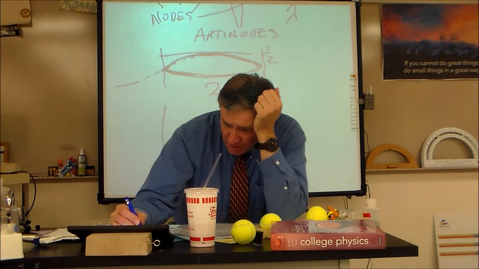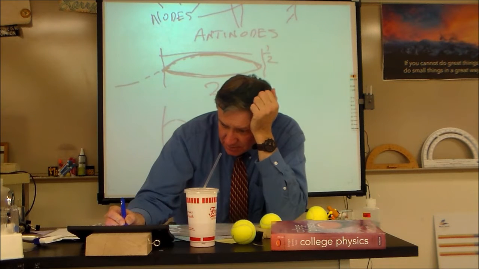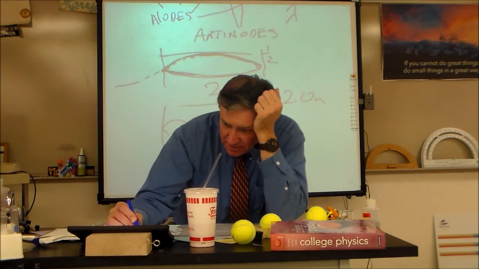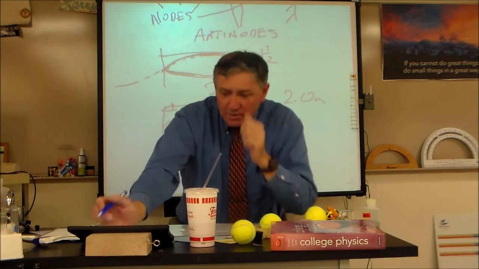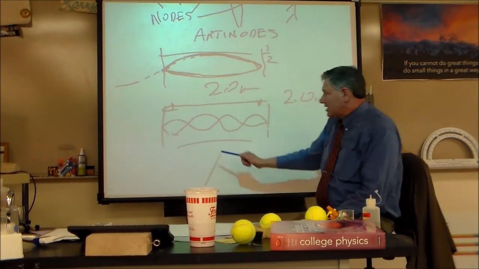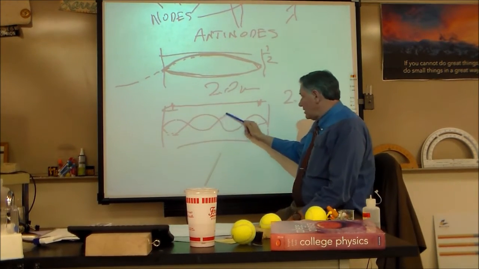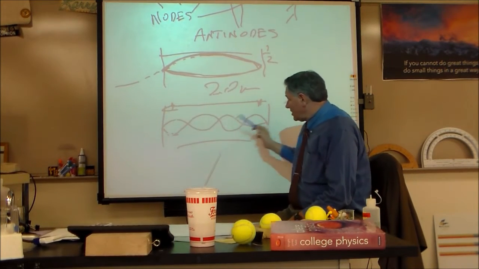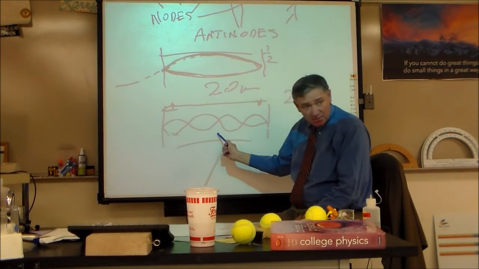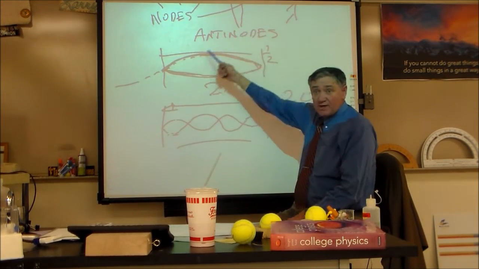So if I did one like this, so if you had this, and that gap between Paige and I is still 2 meters, what would the wavelength of that be? 1. Because if you look at it, there's one wave, there's the other one. So in this situation, the wavelength would be 1 meter. So this one, the wavelength is 4 meters. This one, the wavelength is 1 meter. That one, the wavelength was 2 meters.